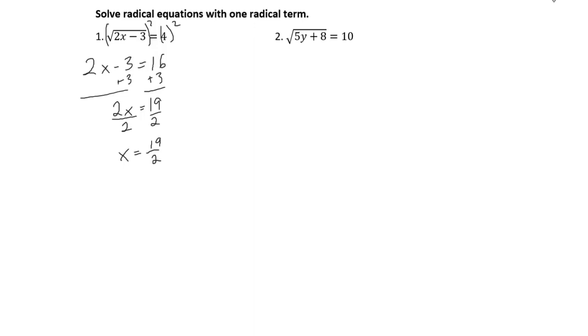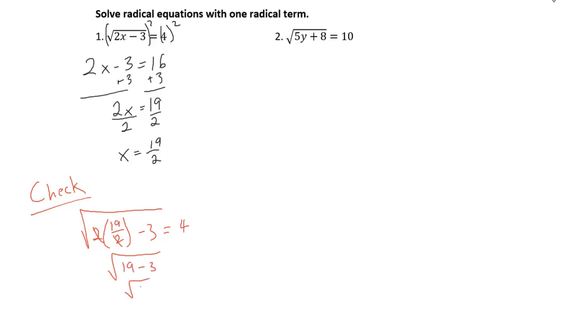And then we can go and check that. So we're going to plug that into the square root. 2 times 19 over 2 minus 3 needs to equal 4. The 2's cancel. 19 minus 3, and that's square root of 16, which equals 4. And as you see, the left side equals the right side, so this is our solution.